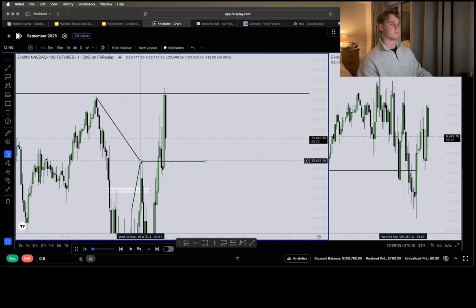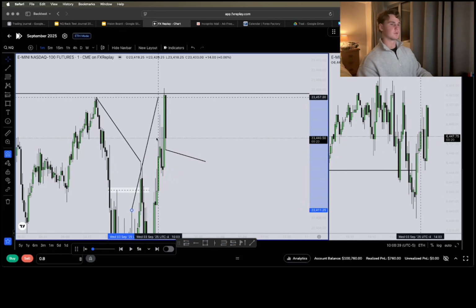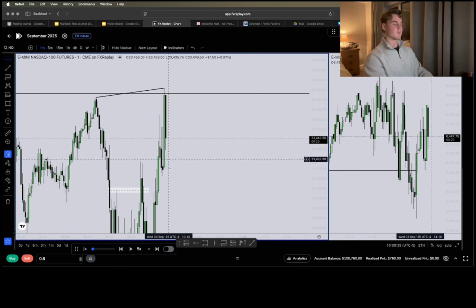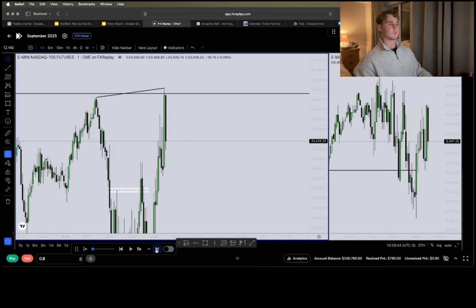Okay, so there's the external manipulation there. What do we make? Total soup, SMT. Okay, just get rid of these. So from the total soup SMT, we do make the 1 minute order block here. Now I'd like to see what we are going to do from the order block.